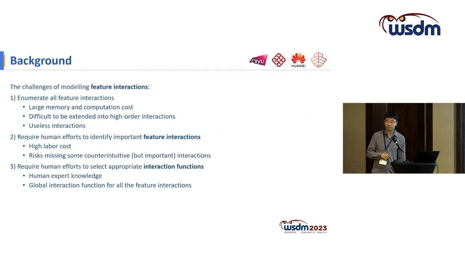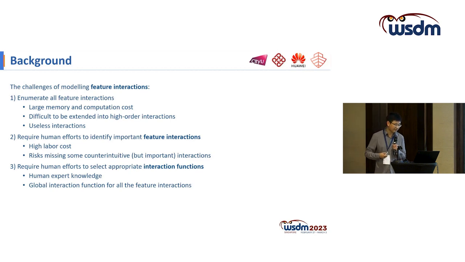But it is very challenging to model feature interaction effectively. Firstly, if we try to enumerate all the feature interactions, then it would need very large memory and computational cost. Therefore, it would be very difficult to extend to high-order feature interactions, and it would include a lot of useless and noisy interactions. If we try to avoid enumerating all the feature interactions, then we need some human effort to identify important feature interactions, which means high labor cost, and we have to take the risk of missing some very important but counterintuitive interactions.